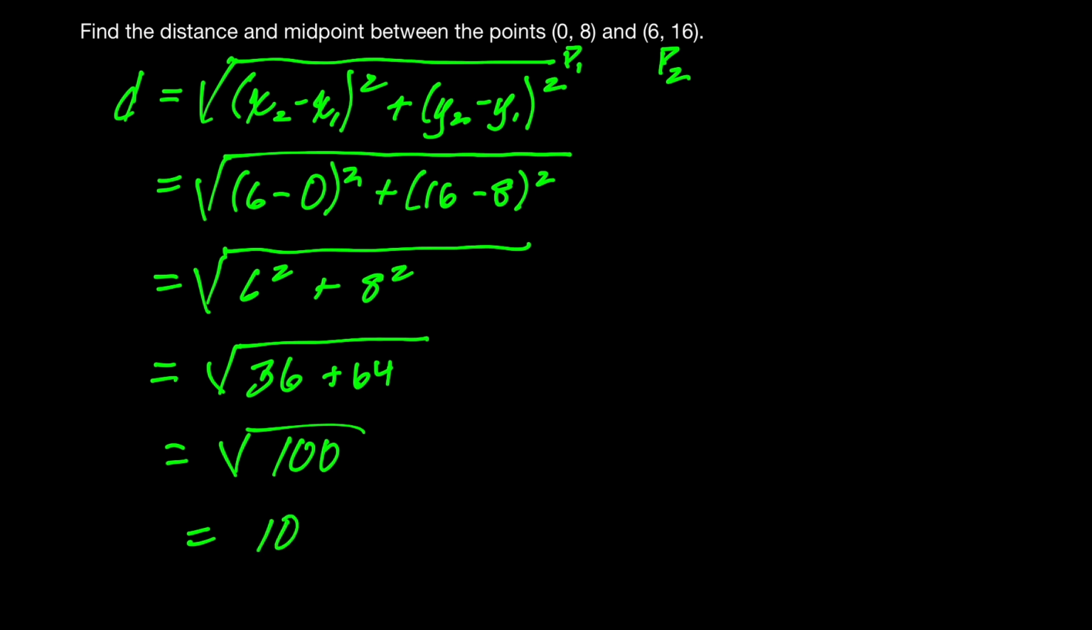So plus or minus 10, but we are not solving an equation here, and we're talking about a distance. So distances are always going to be positive. So there's our distance formula. We also want to find the midpoint between these 2 points.